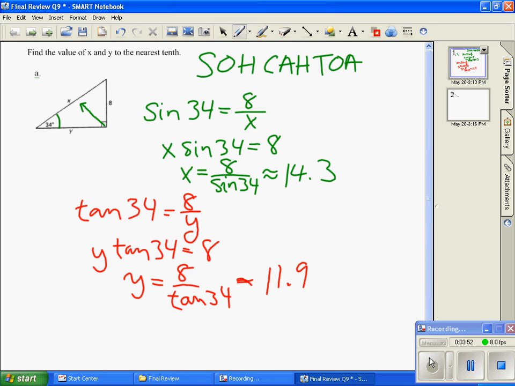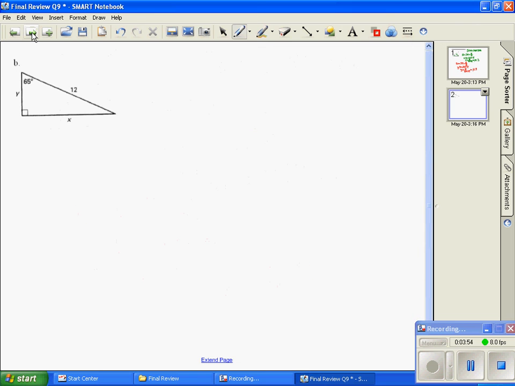Okay, let's take a look at the second example. Okay, so again we have a right triangle, an angle 65, a side length 12, and the 12 this time is the hypotenuse. Okay, so again I'll write SOHCAHTOA. Okay, so since we have the hypotenuse, immediately you notice that tangent is probably not going to be the one we're going to be using, since that does not have hypotenuse.